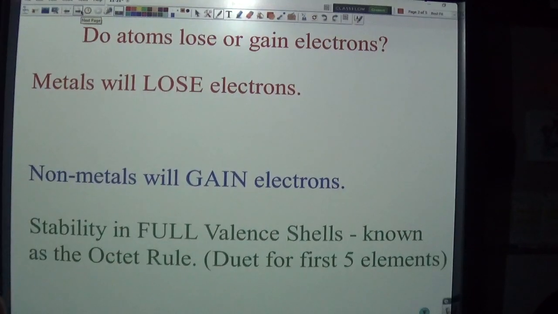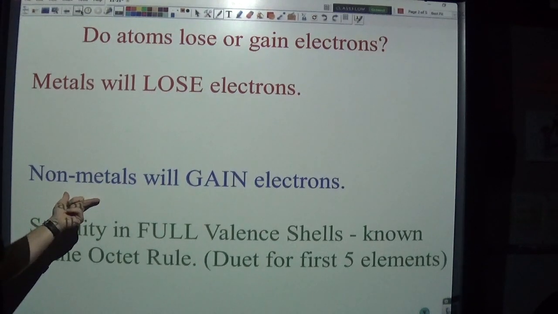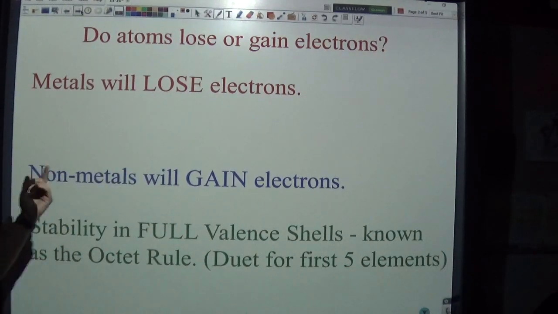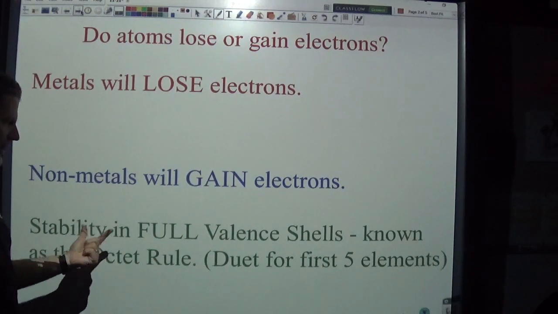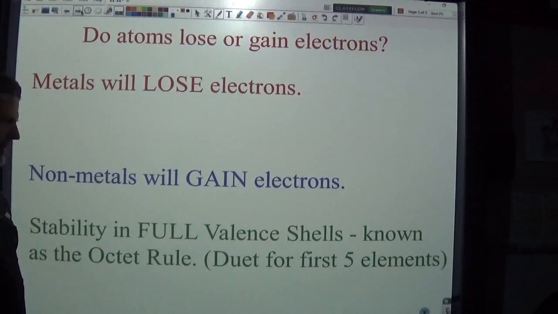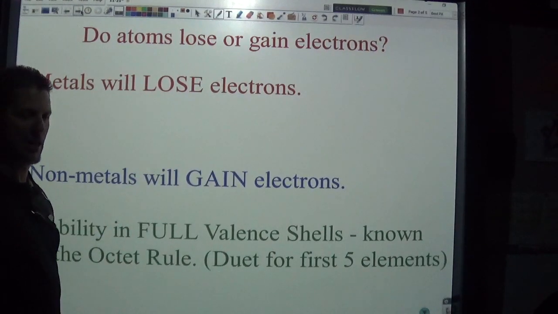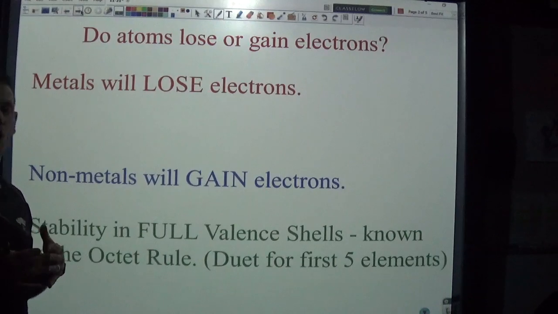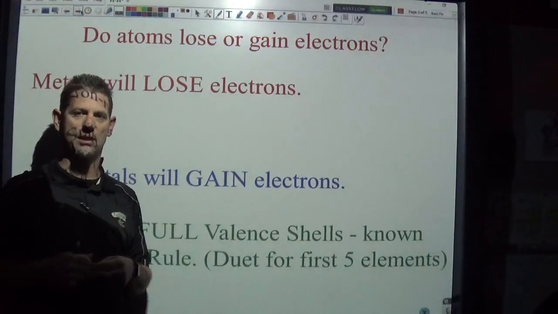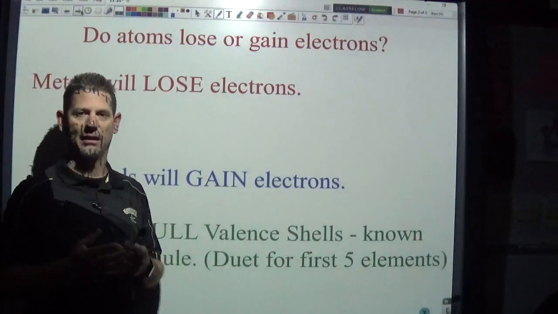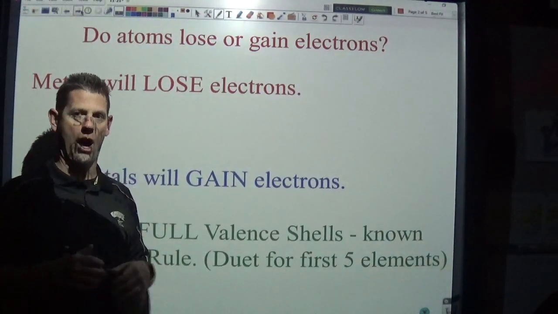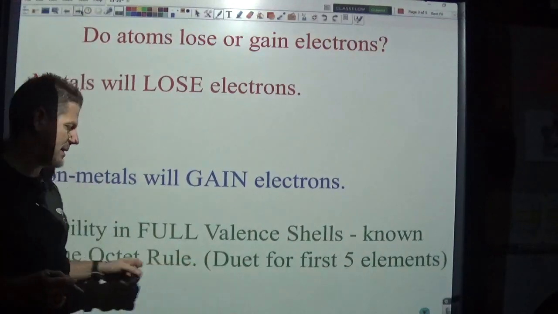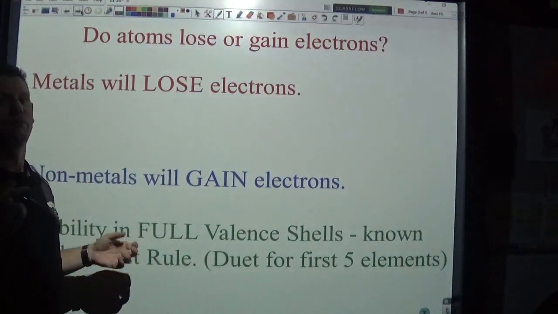Metals are going to lose electrons. By losing electrons, we're losing negative pieces, so they become more positive. The non-metals, which are on the right-hand side of the periodic table, are going to gain electrons. The reason for this is that chemists over the course of the years have found that there is stability in full valence electron shells. That is known as the octet rule, because everything except for the first 5 elements is going to want to have 8 valence electrons. 8 being an octet, you might recognize that prefix oc, like octagon or octopus, means 8. So an octet means that there are 8 valence electrons.